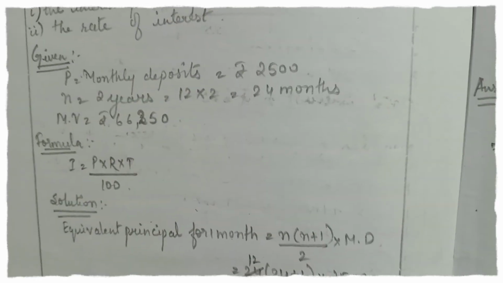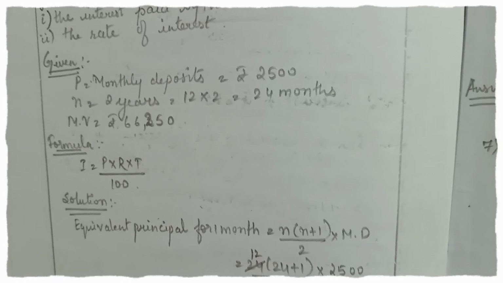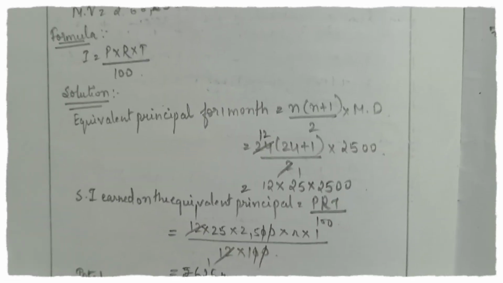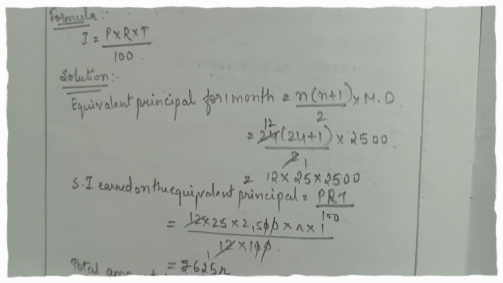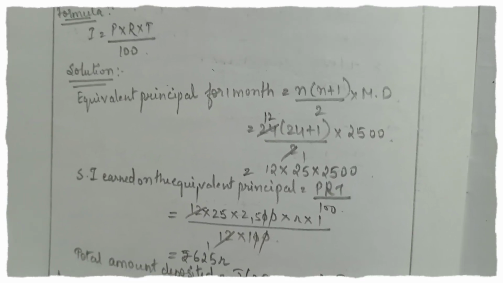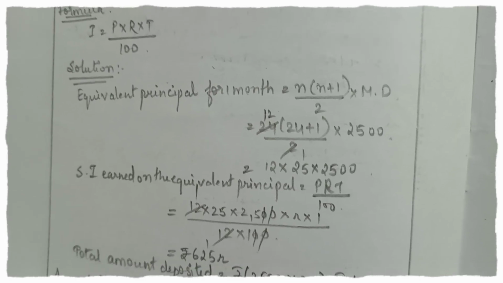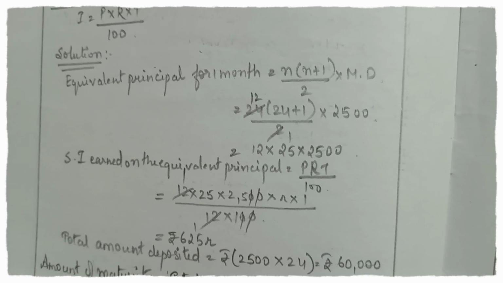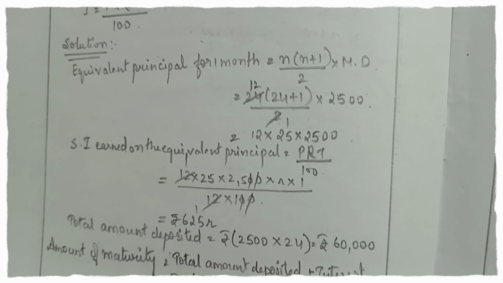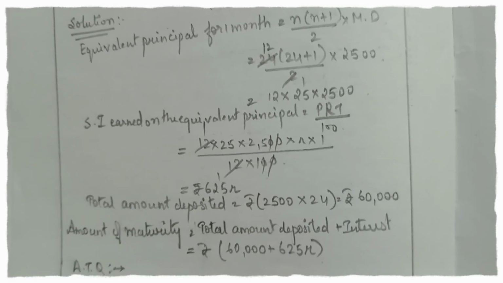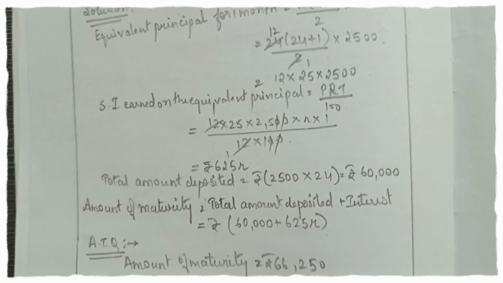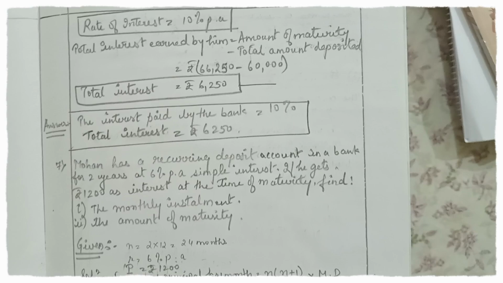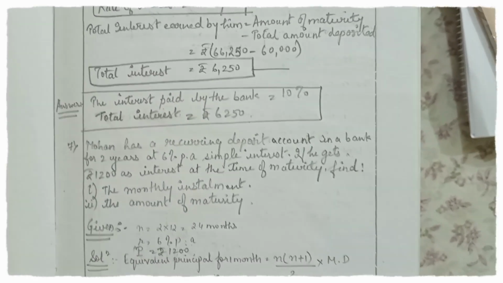Given P is equal to monthly deposit is equal to rupees 2500, N is equal to 2 years, which is to be calculated into 24 months. Maturity value is 66,250. The formula used is I is equal to P into R into T over 100. And first we'll be finding the principal for 1 month. Similarly, as in sum number 5 which we have done, we'll be doing the further calculation, and the rate of interest is calculated as 10%.